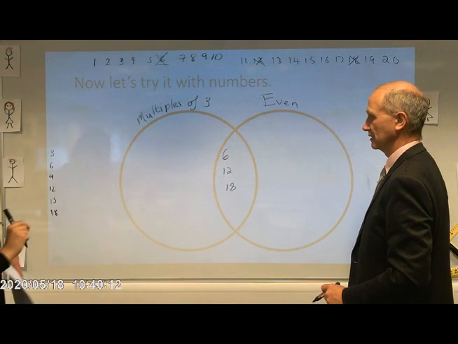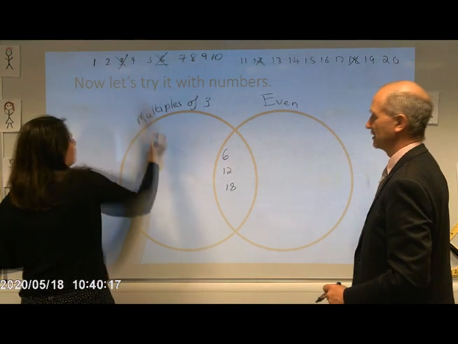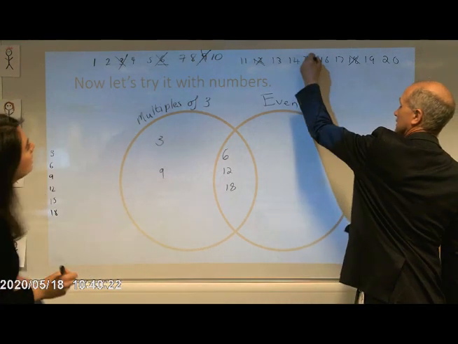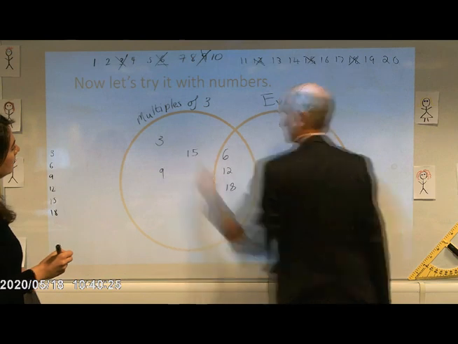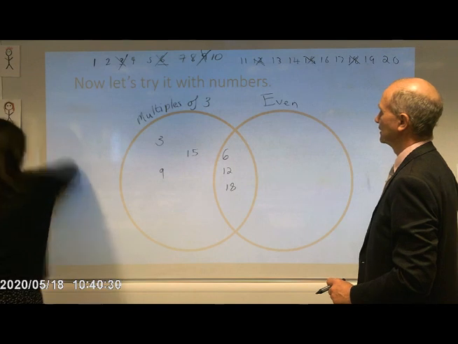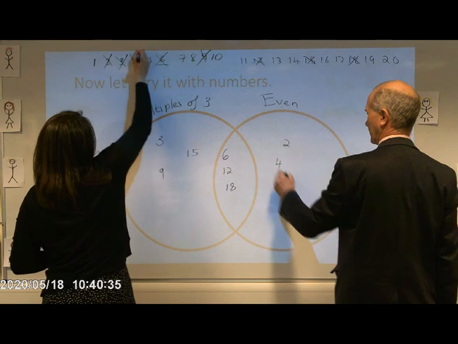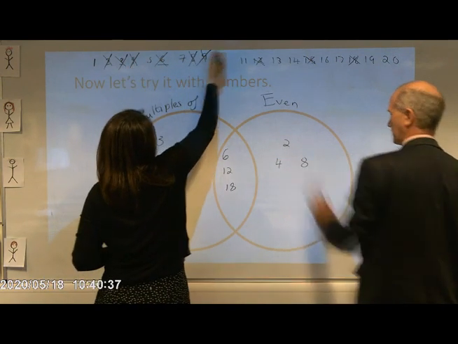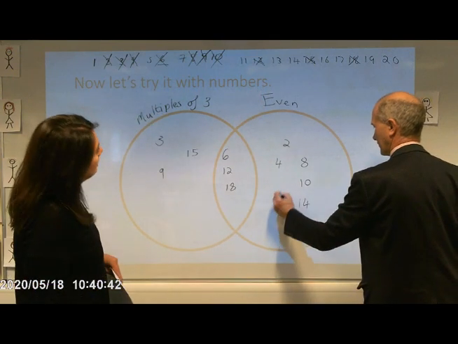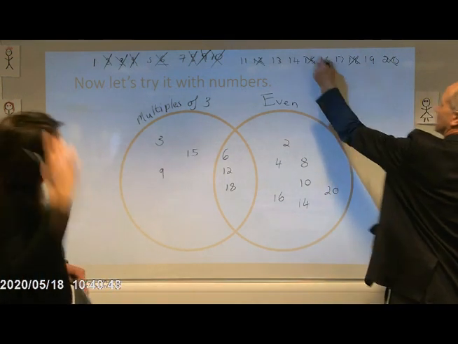Now, multiples of 3 that are just multiples of 3, that aren't in the middle already. We've got 3, 9, 15, and that's it. So now we just need to sort the even numbers. You should know your even numbers off by heart, so this should be nice and easy. 2, 4, already done 6, 8, 10, 14, 16, and 20. We just need to cross off 14, 16, and 20.